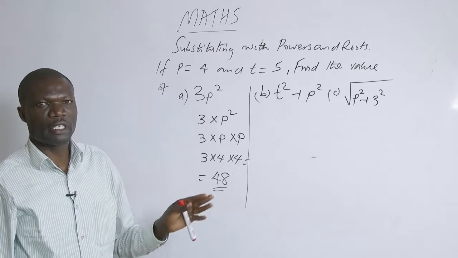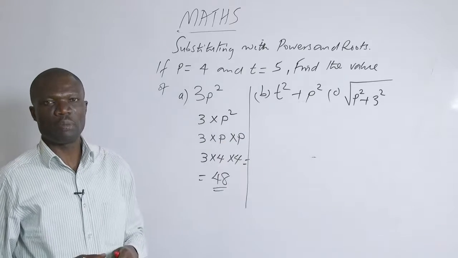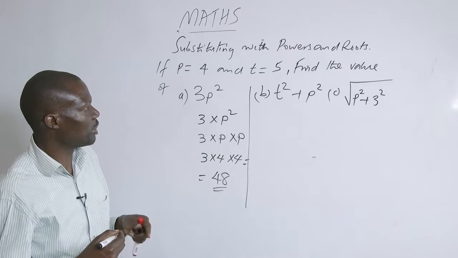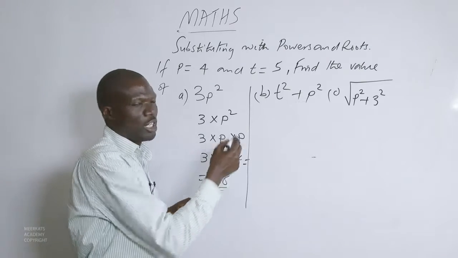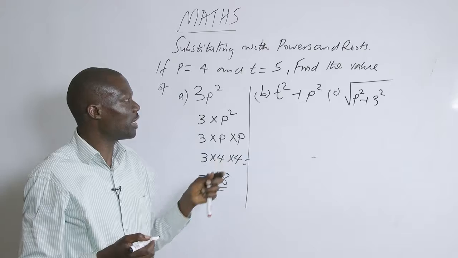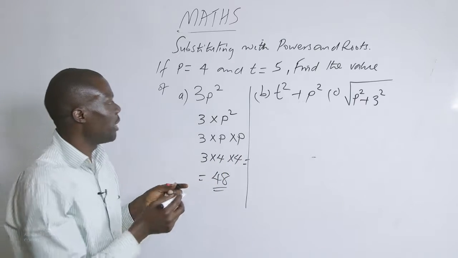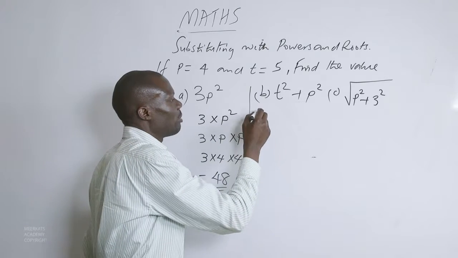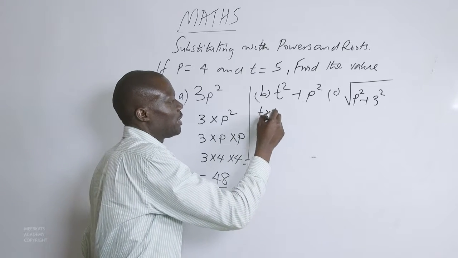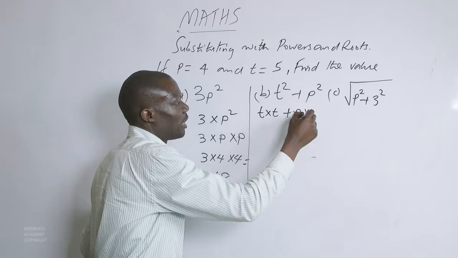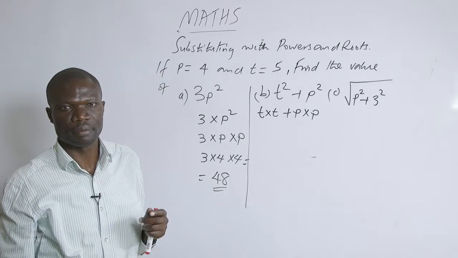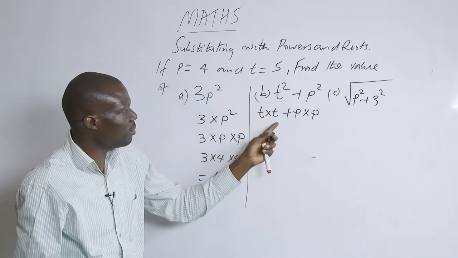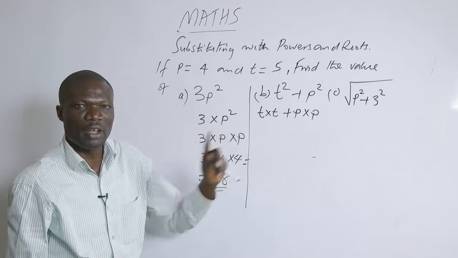For the second part, we have the powers and then an operation of addition as a symbol and another pronumeral raised to the power of 2. As we saw earlier, we don't just move ahead substituting it quickly, but let us know that T is equivalent to a number. So this is the same as T multiplied by T plus P times P.